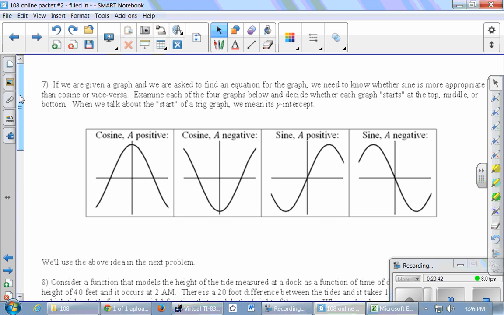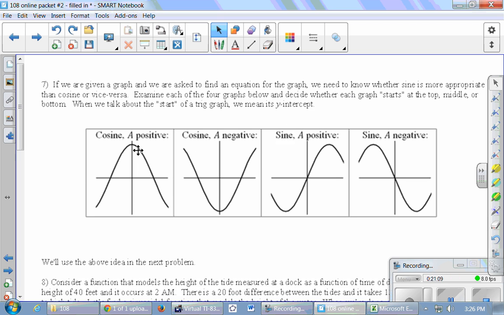Okay, next page. If we're given a graph and we're asked to find an equation for the graph, we need to know whether sine is more appropriate than cosine or vice versa. Examine each of the 4 graphs below and decide whether each graph starts at the top, middle, or bottom. When we talk about the start of a trig graph, we mean its y-intercept. We actually did this in the video for the activity for last class, but if you haven't seen that yet, you might check out at least the first couple of minutes of it where I talk about this in a little bit of detail.